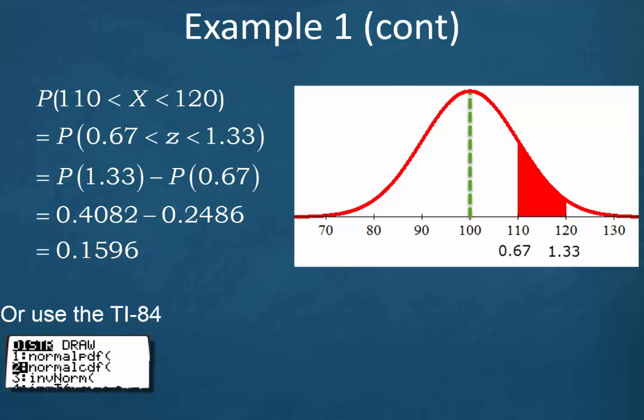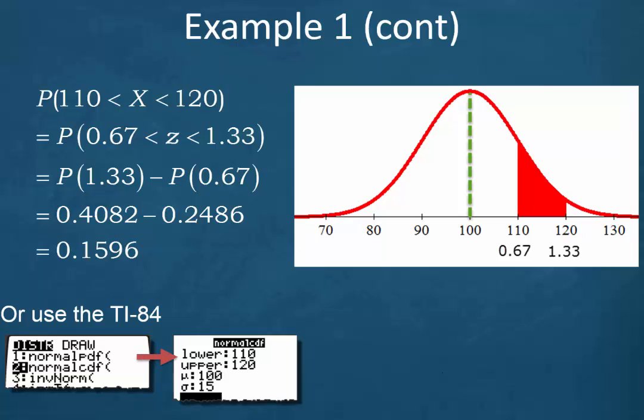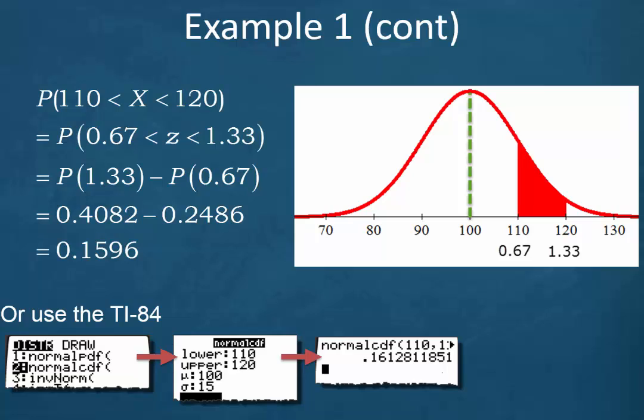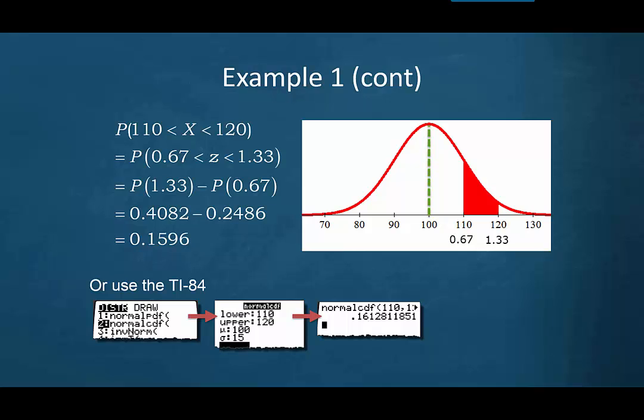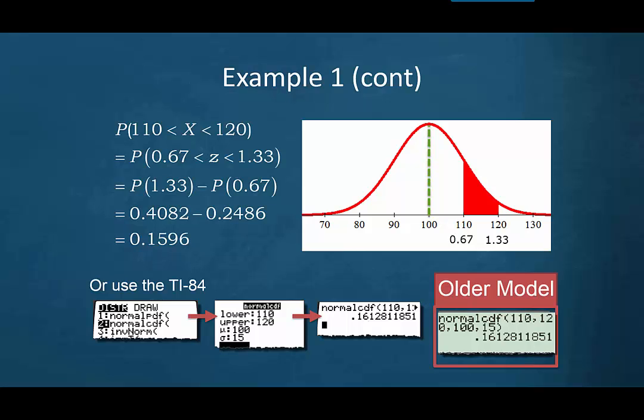So again, we're going to go to the norm CDF, put in your lower, your upper, 110 and 120, and then the mean of 100, standard deviation of 15. Select paste and then enter, and you'll get about 16% again. We're off a little bit, right? This is 0.1596, 0.1628, 0.16128. Again, this is okay. This is very usual in statistics. If you have the older model calculator, we get exactly the same answer.